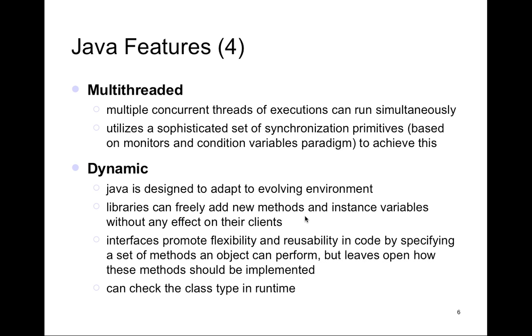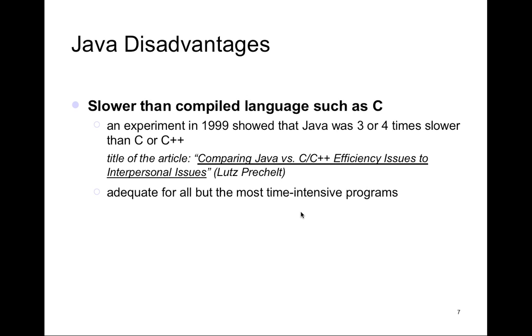Libraries can freely be added. Yes, in fact, it's a little easier to add packages and libraries in Java than it is in C++. And both of them are actually fairly easy in terms of library support. Interfaces promote flexibility, reusability. Okay, a bunch of different features.